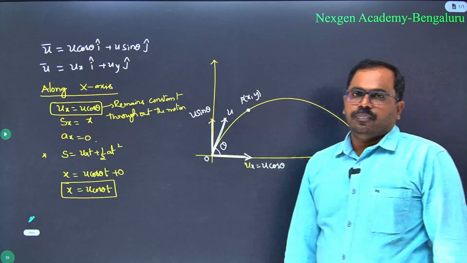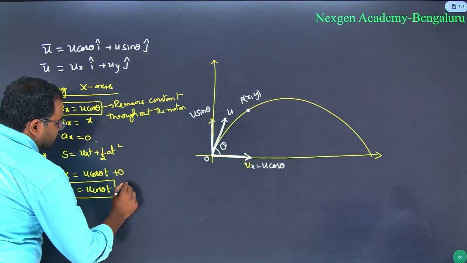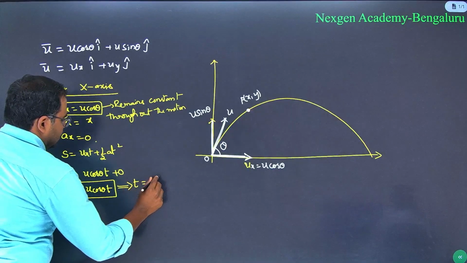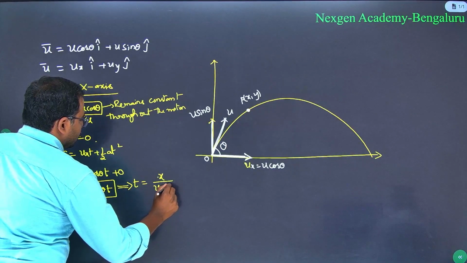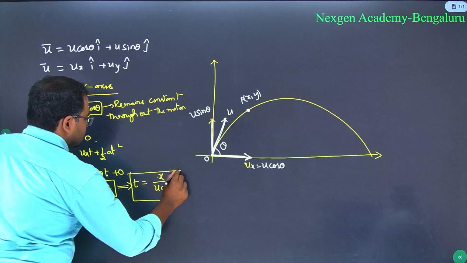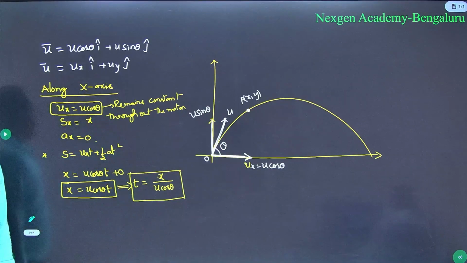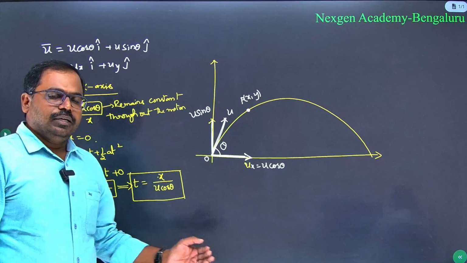in a time interval t. Now from this, can we write time taken t is equal to x by u cos theta? This one we can write. This is the relation between time and x, or we can say horizontal distance and the time taken.